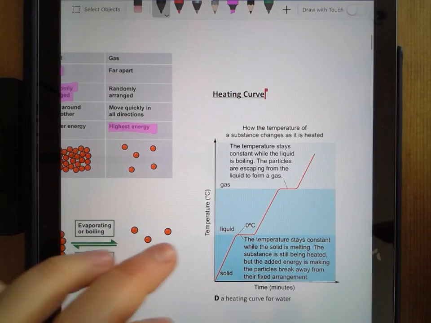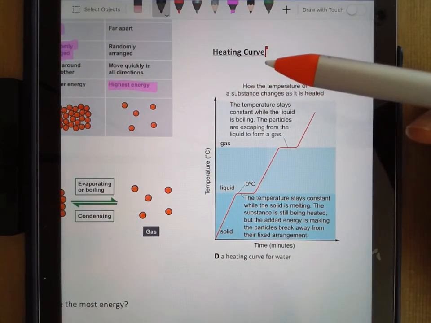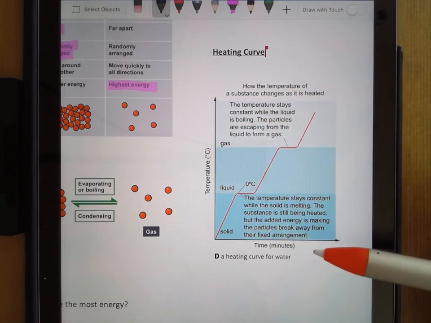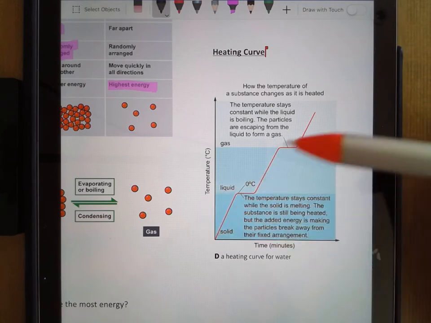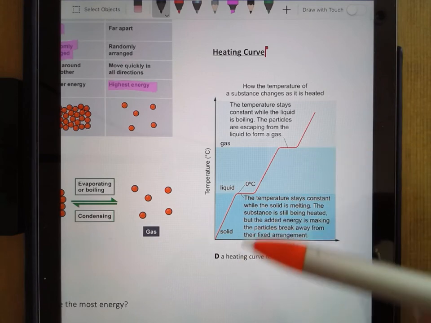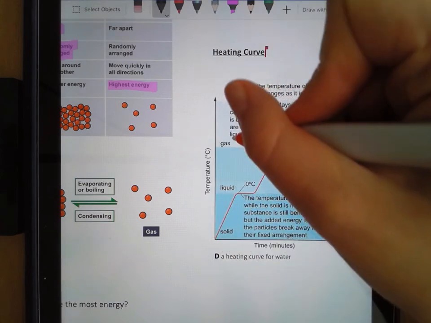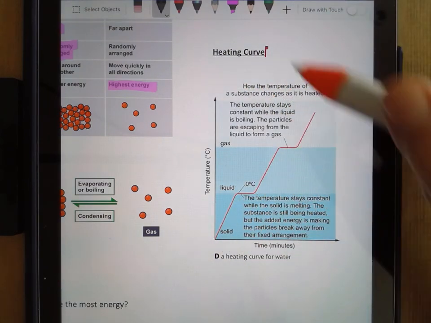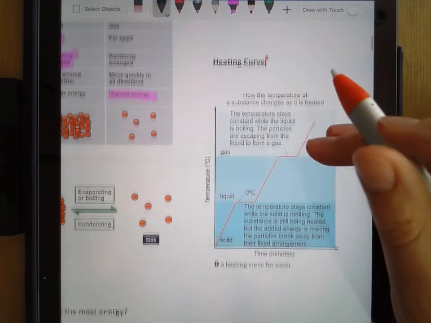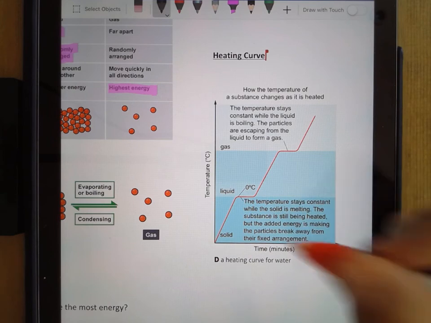If we look over here, we have got a heating curve. So in a heating curve, you are heating a substance. On the y-axis, I've got temperature in degrees Celsius, and on the x-axis, I've got time. So as we are heating a substance, we need to look at what is happening to that substance. We're going to look at the temperature of that substance and how the temperature changes as you heat it. So we're starting here with our solid. And you see, as you heat it, the temperature increases. That makes sense. If you heat something, the temperature of it is going to increase.